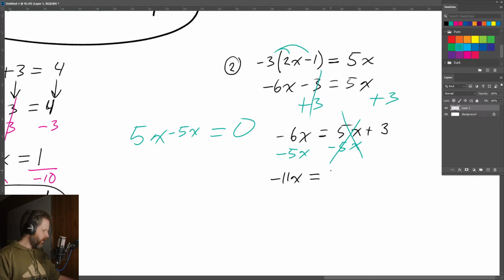What's all that's left on the right side? 3. What's the last thing we're going to need to do, y'all? Divide the 11. Divide the what? 11. I don't see an 11 there. 11x. We don't want to get rid of the x. Negative 11.